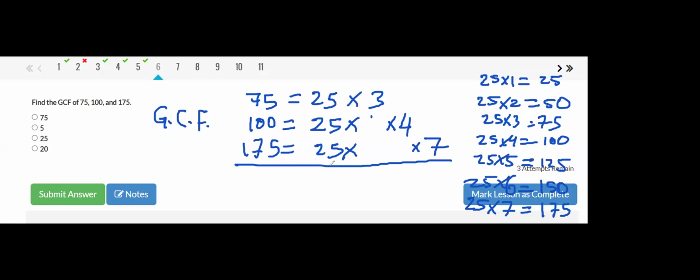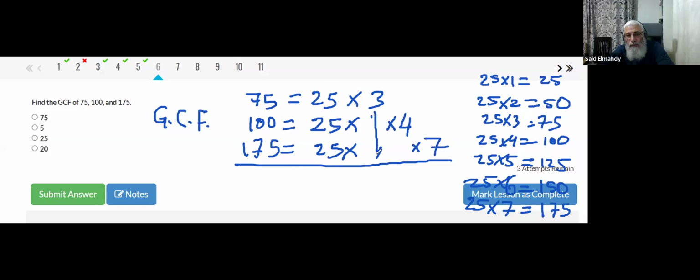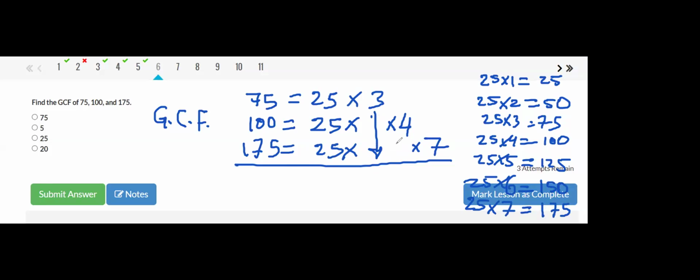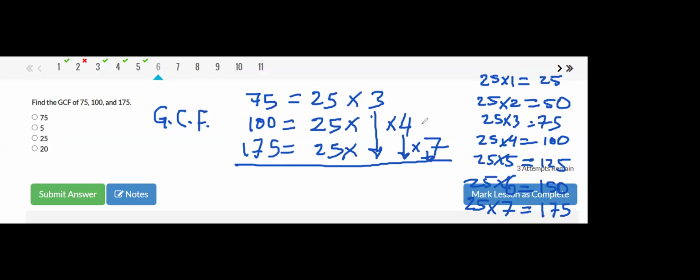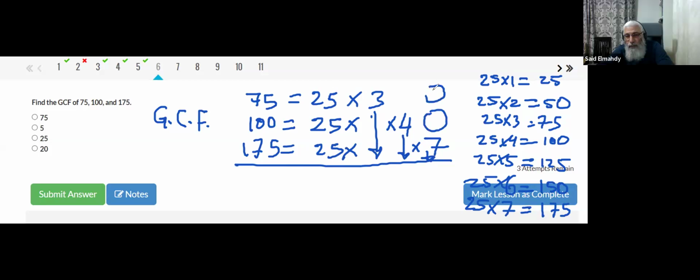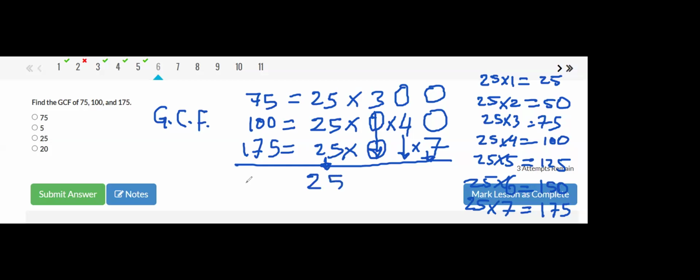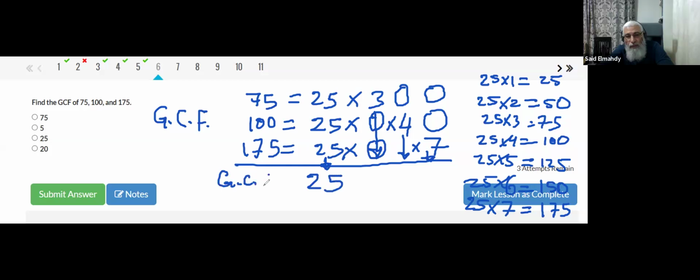What is common here? Is 3 common? No, 3 is not common. Is 4 common? No. Is 7 common? No, 7 is not common here or here. And 4 is not in this number. And 3 is not here, not here. But is 25 common or not? 25 is common. So this is the greatest common factor: 25.